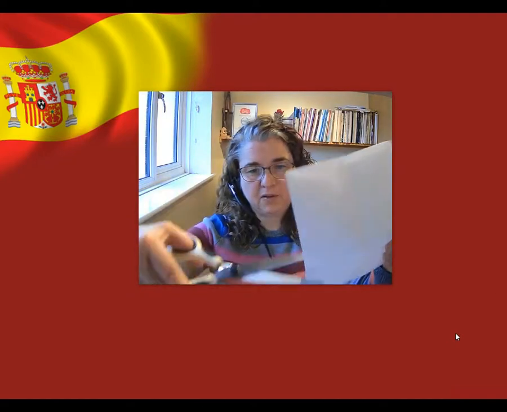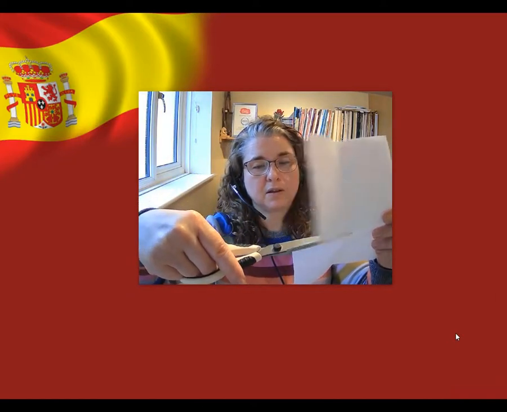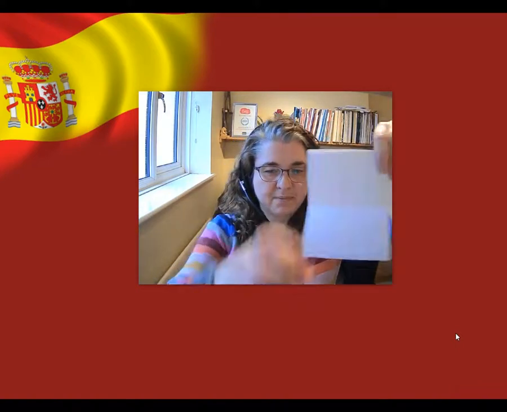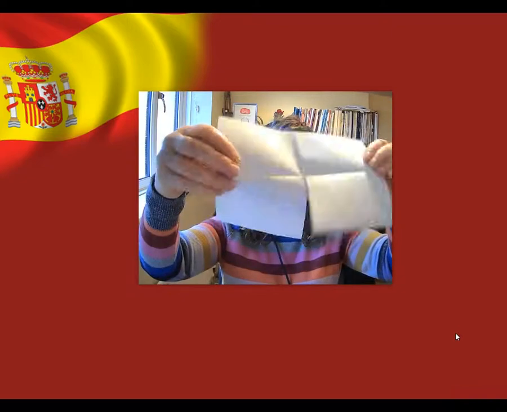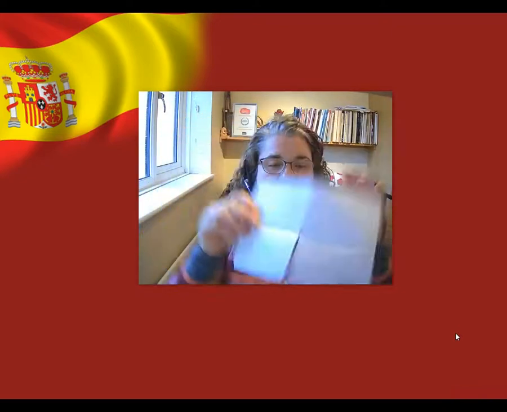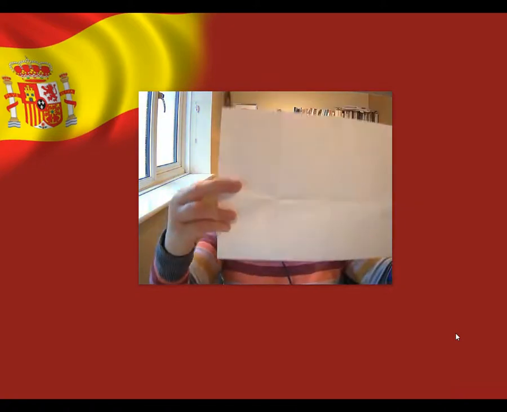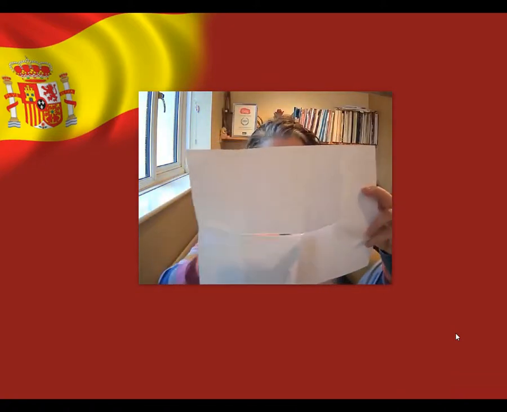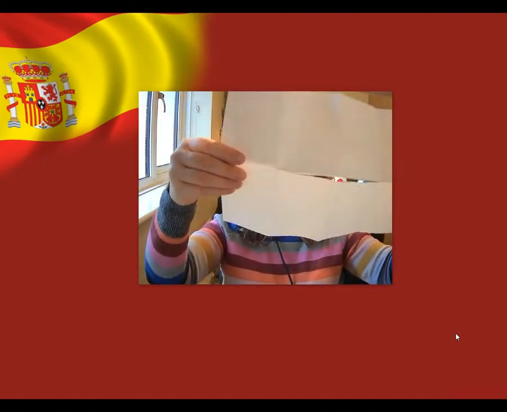So from the fold to the center. So it'll look a bit like this when you're done. Next, open it out all the way. You can see that you've got a piece of paper with a hole in the middle.